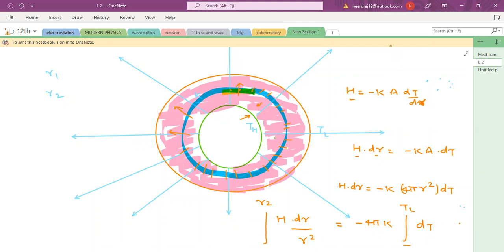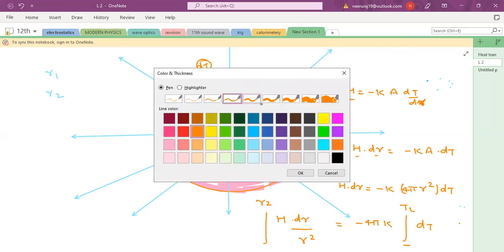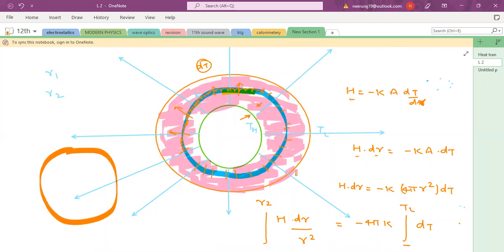So what have I taken? I have taken this small part, a sphere of thickness dr and radius r. I want to write down the current formula for this sphere. Across this sphere, the temperature difference is dT. If I take this sphere outside, this is my radius, this thickness is dr, and the temperature difference across this sphere is dT. Now you can write down this formula.